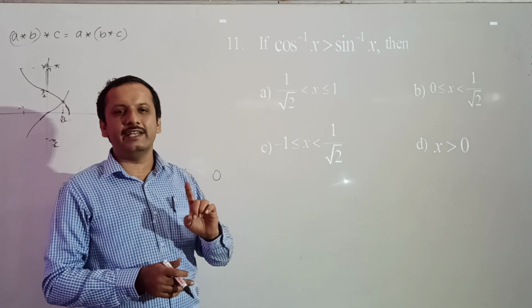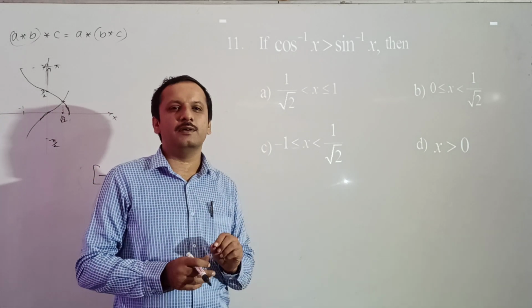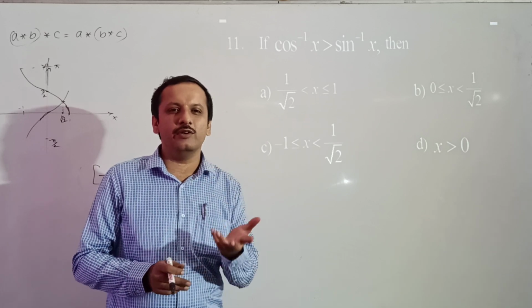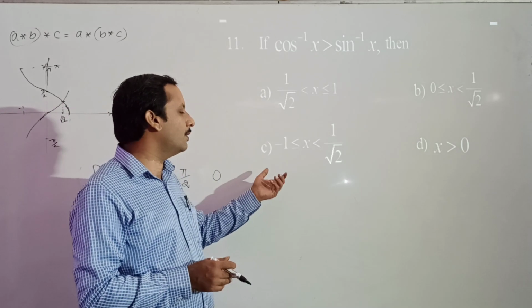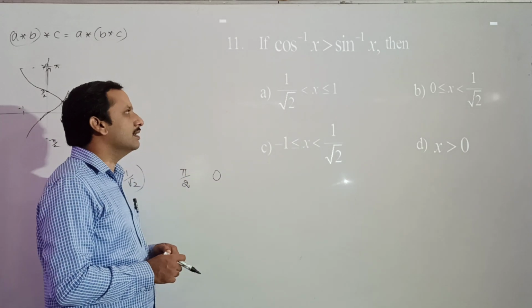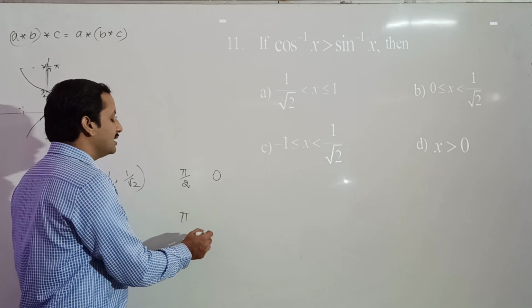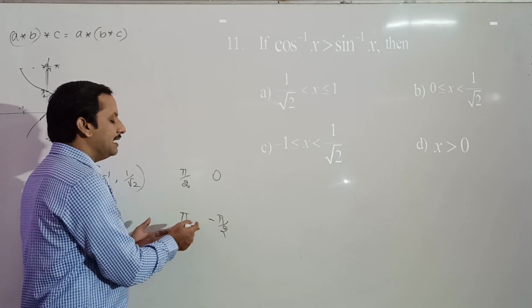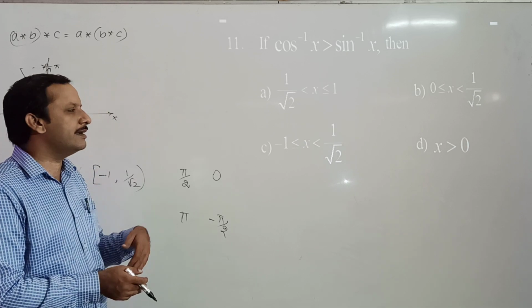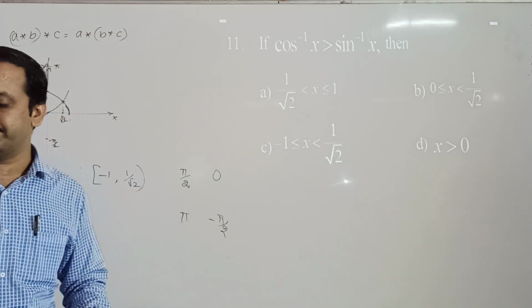In CET, unlike mains, you will always have a shortage of time. How quickly you get the answer is important. So I will go for substitution. Minus 1. Cos inverse of minus 1 is pi. And sin inverse of minus 1 is minus pi by 2. Pi is clearly greater than minus pi by 2. At minus 1, the result holds good. So option C is the answer.